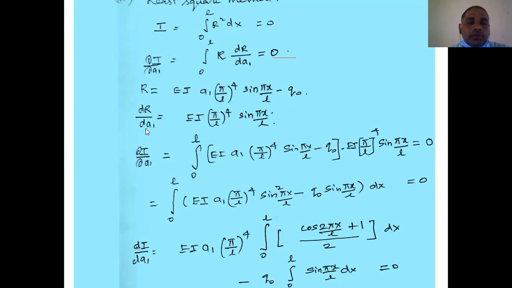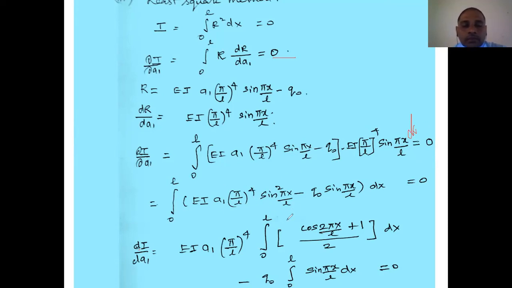If you substitute both values in the integral equation, you will get EI into A1 into pi by L the whole power 4 into sine pi x by L minus Q naught. This is actually the R value. And instead of dR by dA1, you can substitute the value of EI into pi by L the whole power 4 into sine pi x by L. So we can make it as into dx, into dx is equal to 0.